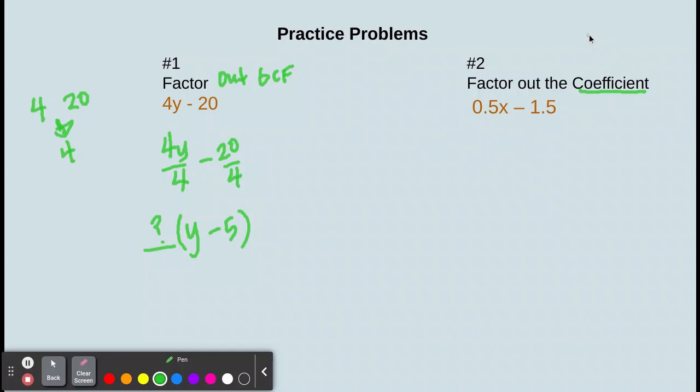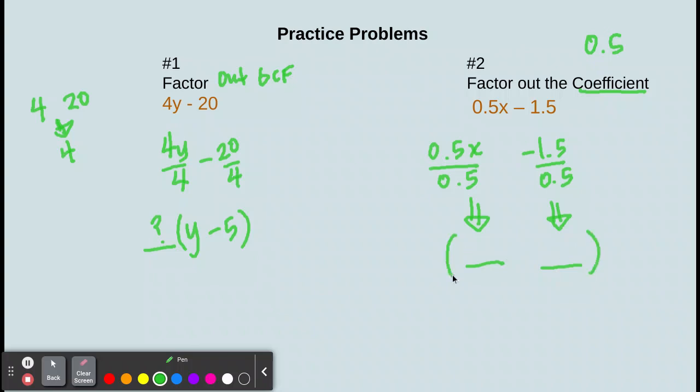The coefficient is 0.5, right? That's the number in front of the x. So we divide both terms by 0.5. The answer here goes here. The answer here goes here. And something goes out here. That's my hint to you.